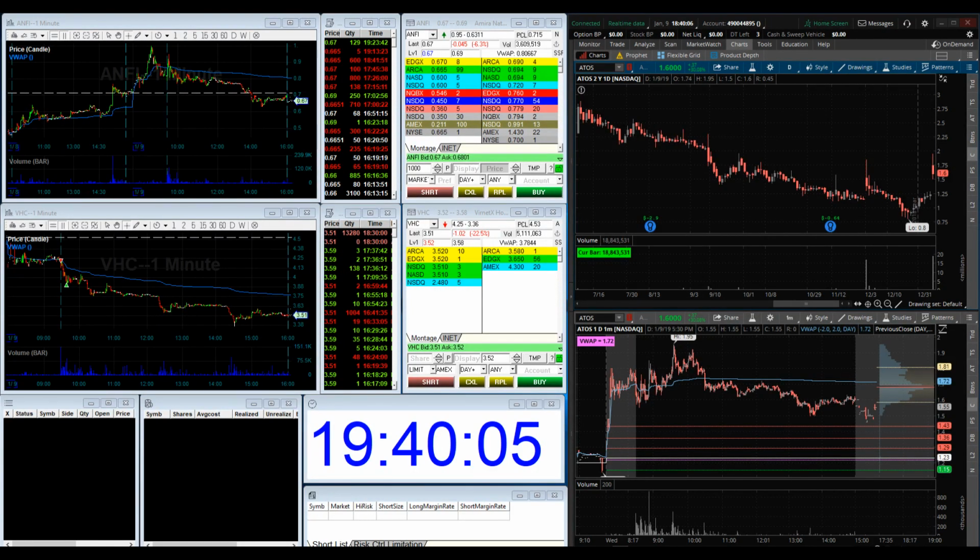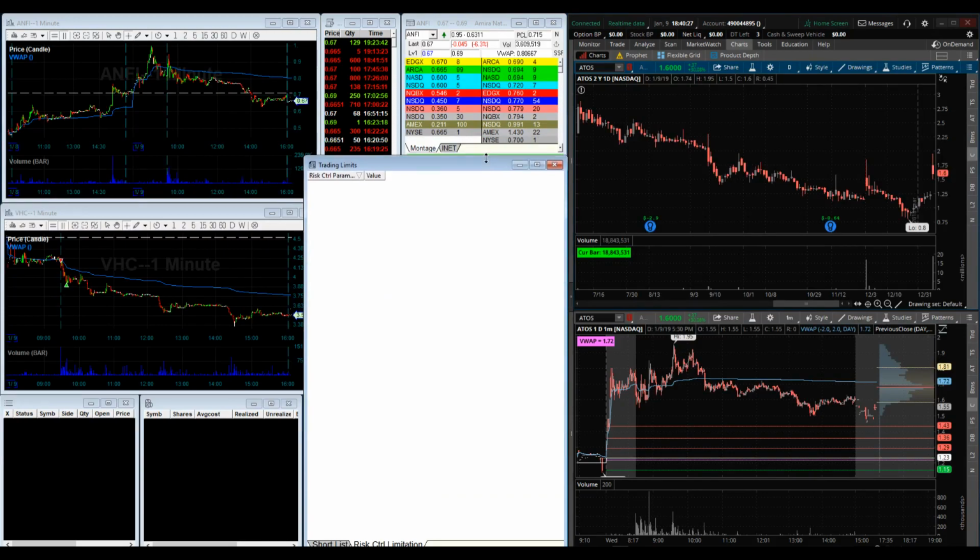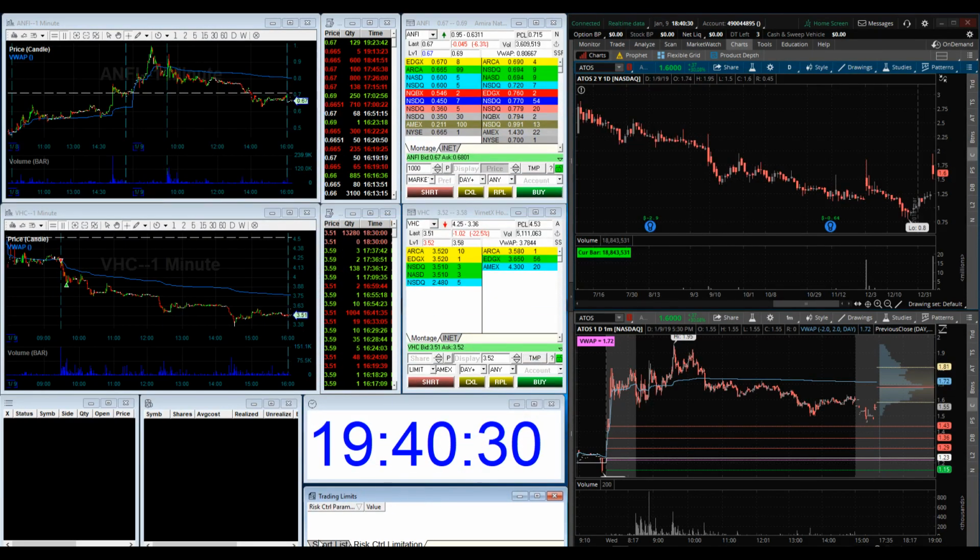Is VWAP a good indicator for non-penny stocks like SPY, Amazon? Oh, okay. Sorry, the very bottom of my screen. This is just something that SureTrader has. I've never used it. I actually don't know what the risk control limitation is, to be honest with you. But this little thing here just shows you what the margin rates are and the short size. That's what I use it for. I don't use the risk control limitation.